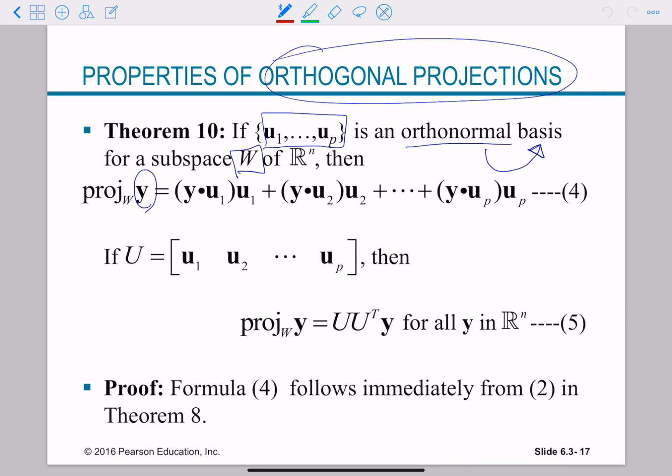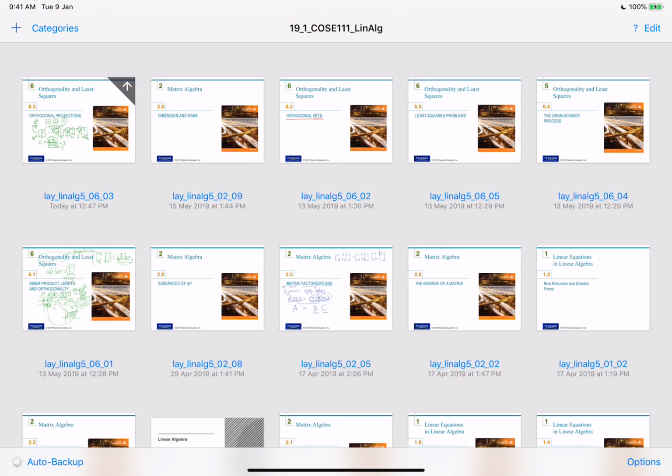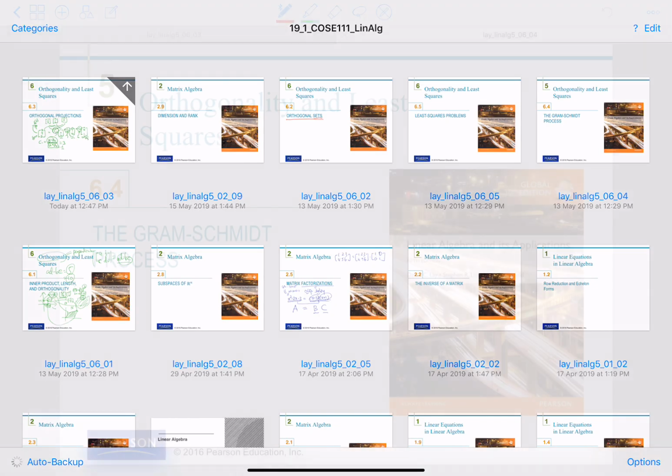So that's it. For this chapter, U transpose y gives the orthogonal projection when we have orthonormal basis vectors. Okay, that's it for this chapter 6.3, and then let's move to chapter 6.4.